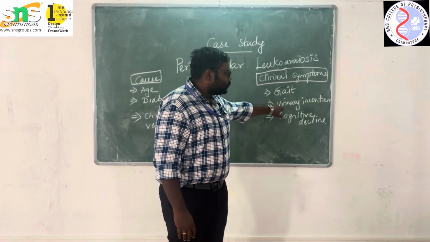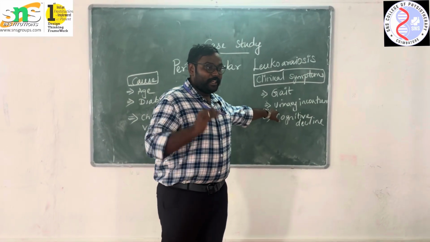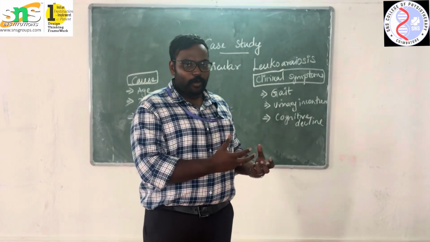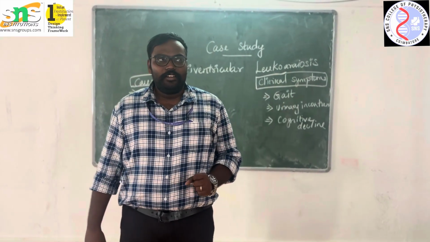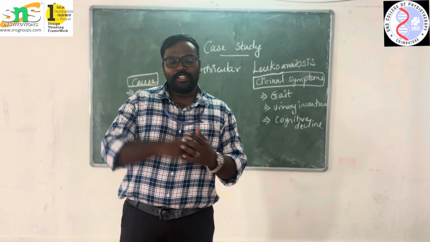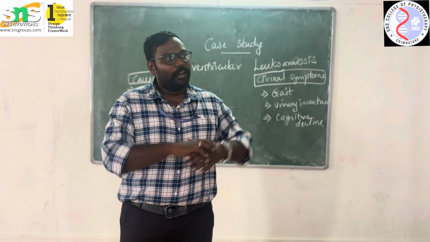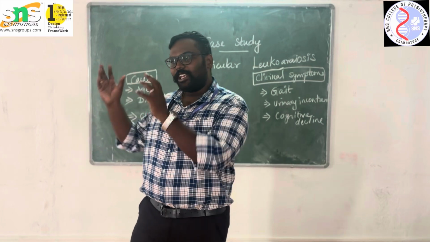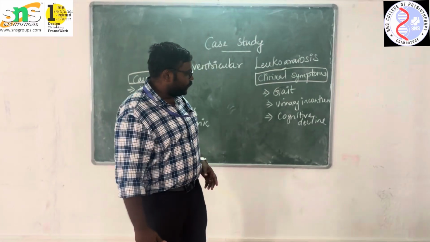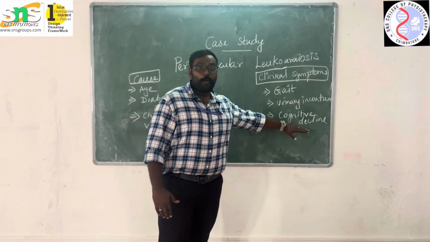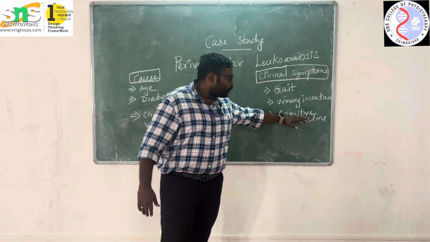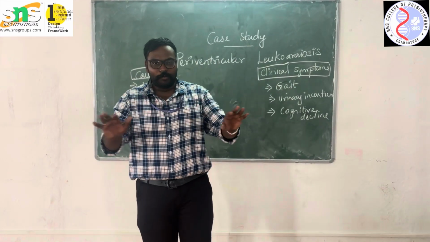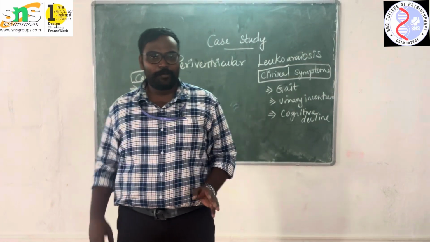Now she also has urinary incontinence, the inability to control the urinary bladder. Why? It is also because of old age. The muscles go into weakness, so it leads to urinary incontinence. And this is the important finding, the cognitive decline. The first two are normal for each and every old age patient.